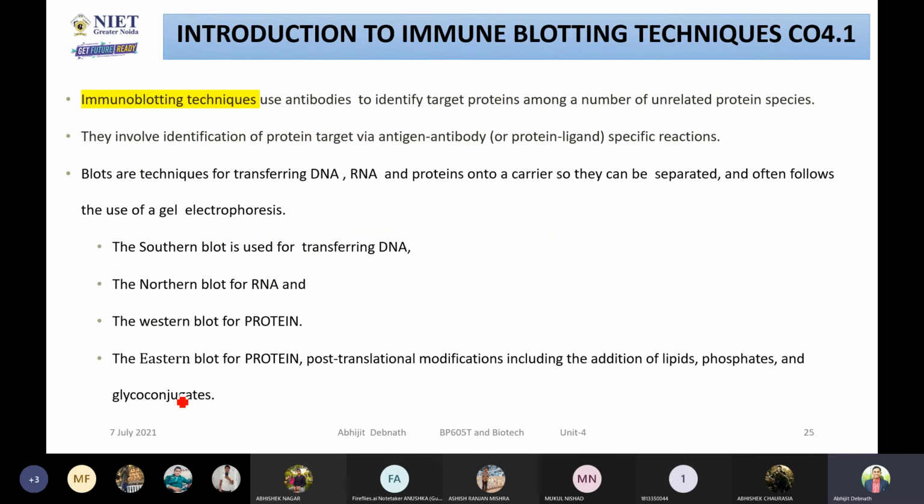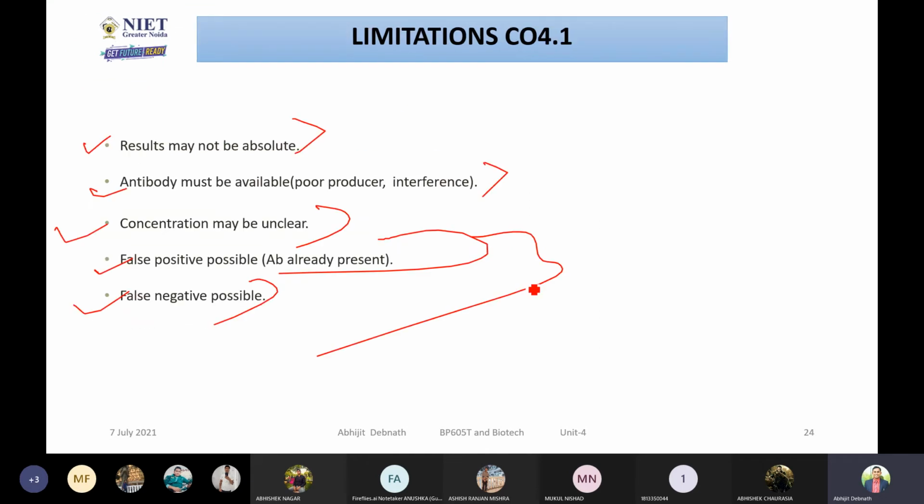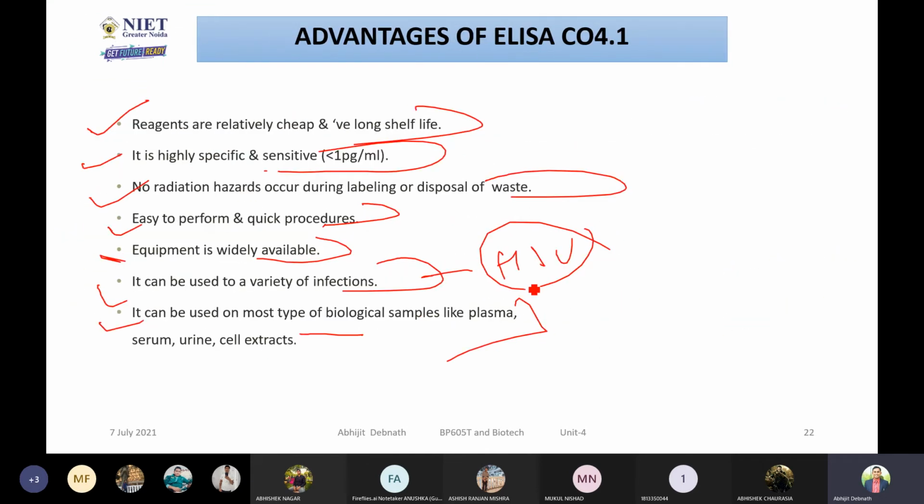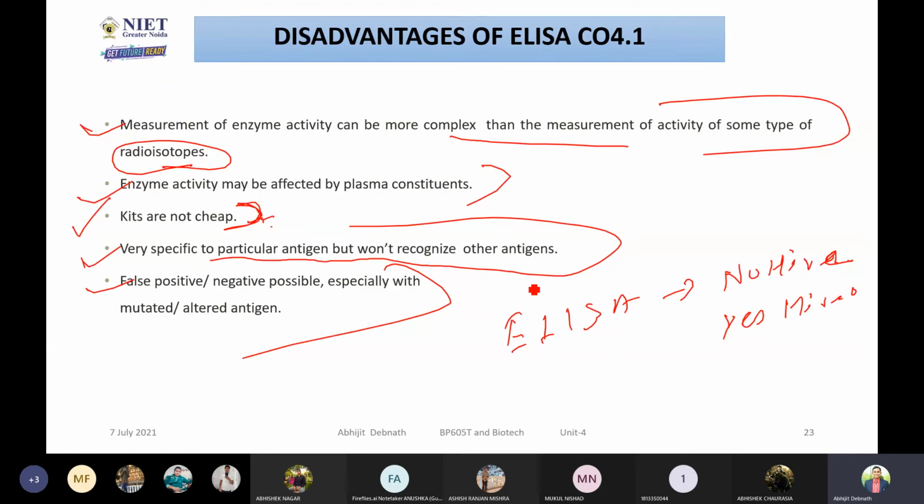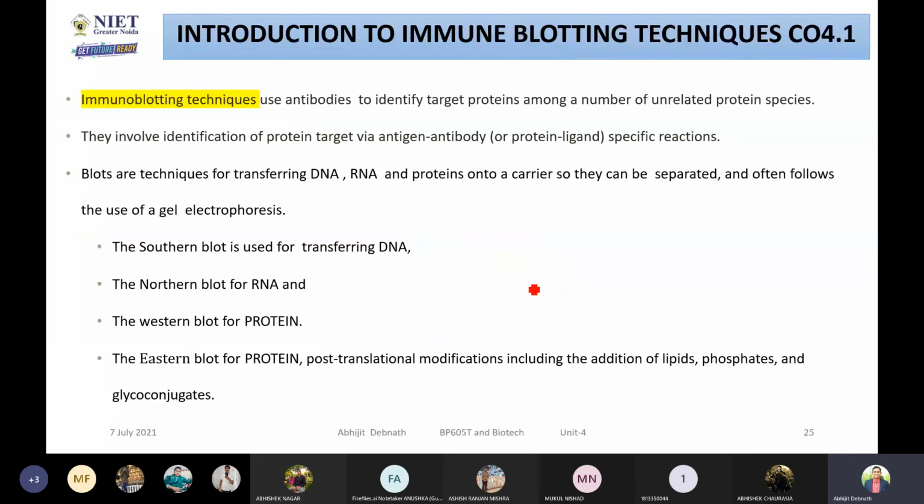I hope you liked it and understood this concept well. So do you have any question about ELISA? Is it clear to you all, or should I move forward with the immunoblotting techniques? Abhishek, is it clear? Yes, sir. Okay.